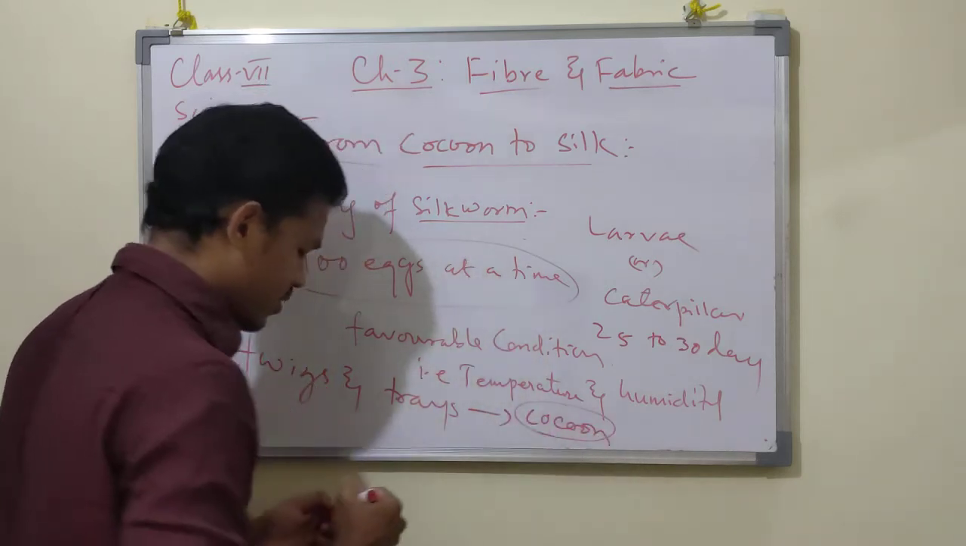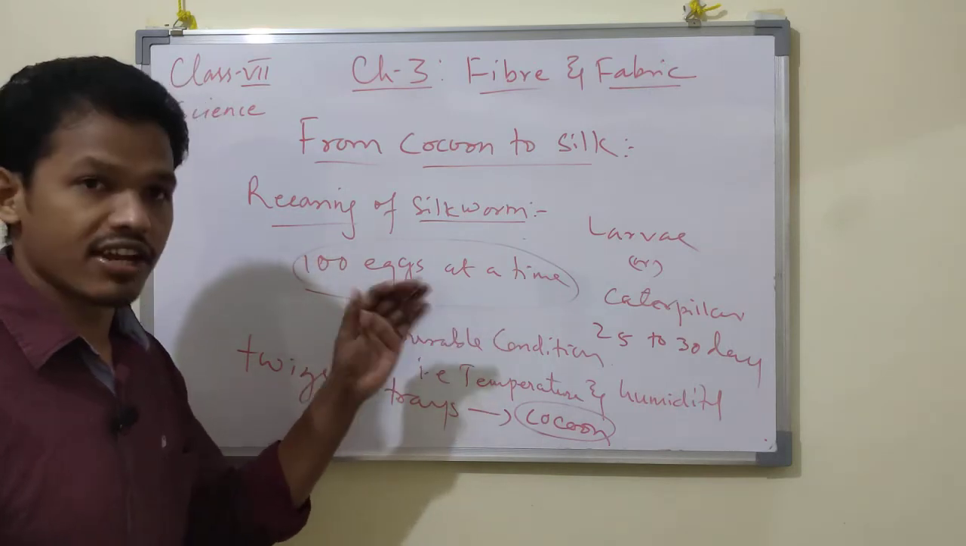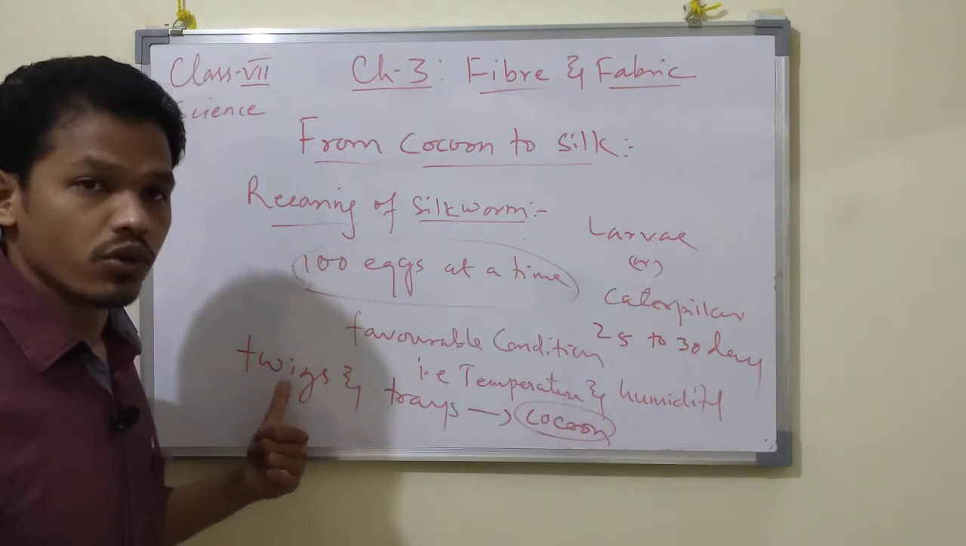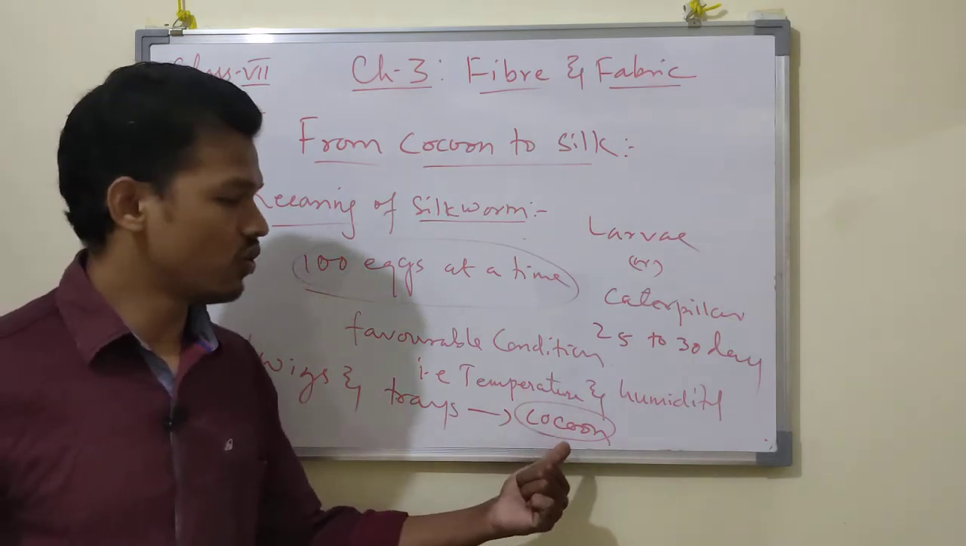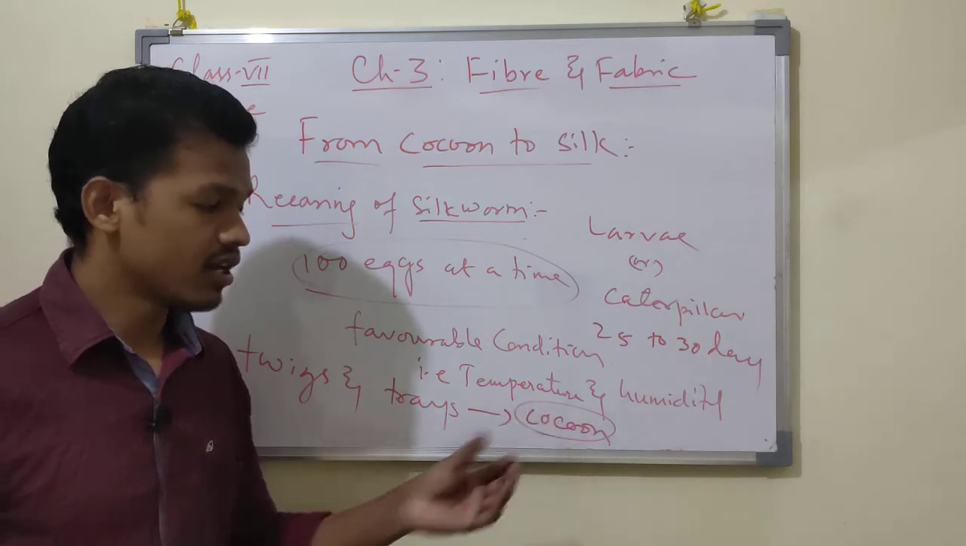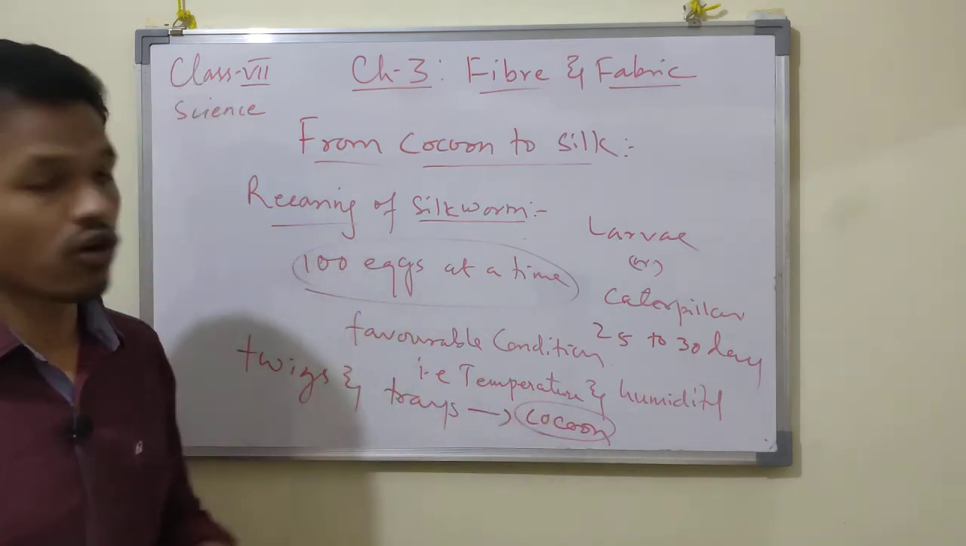After this cocoon formation, what happens? All those hundreds of eggs hatch into larvae. These larvae attach to twigs and form a cocoon. After some time, these cocoons are removed. After removing the cocoons, what happens?